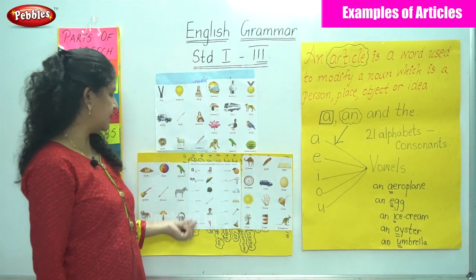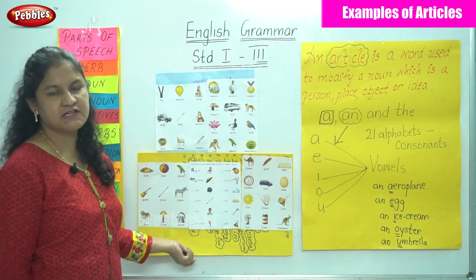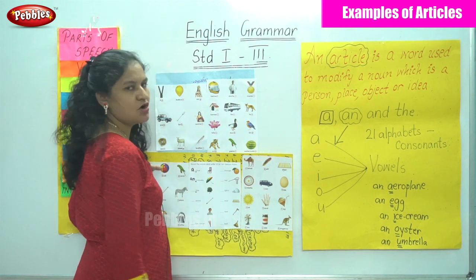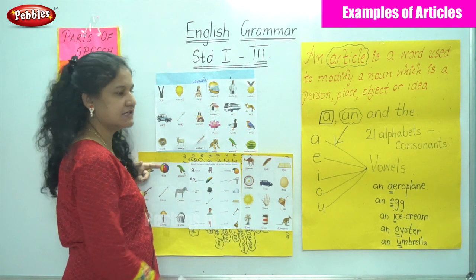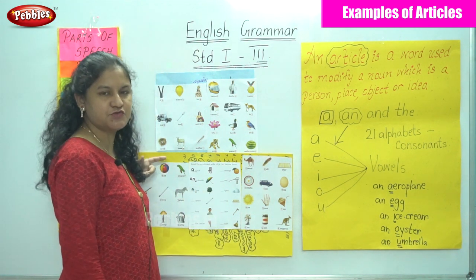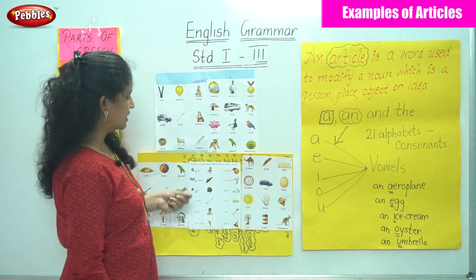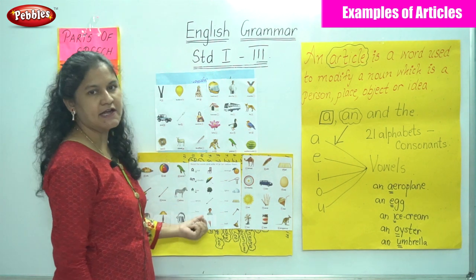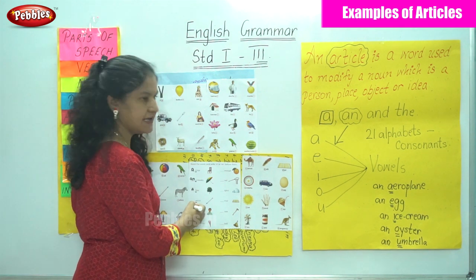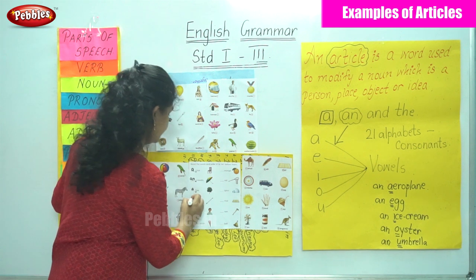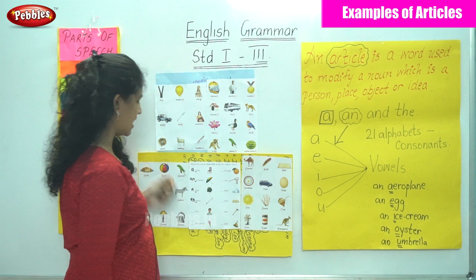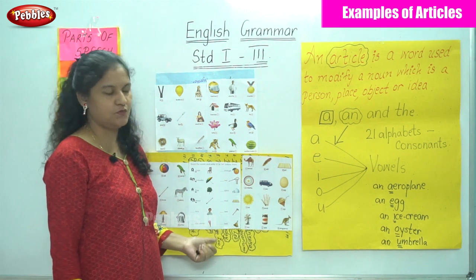The next word is tree, and it begins with the alphabet T, and the alphabet T is a consonant. So I write the article a. So we say a tree. I have a tree in my house. The next word is arrow, and it begins with the alphabet A, which is a vowel. So in that case I write the article an. I have an arrow.